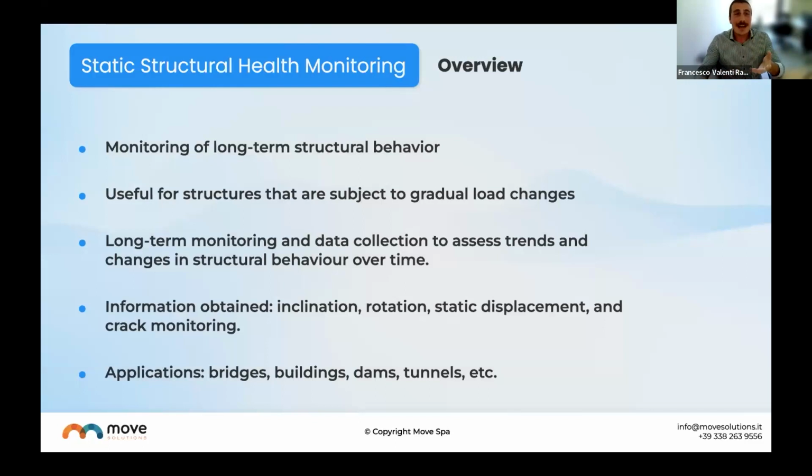So, I will start from the static structural health monitoring with a little overview about this type of monitoring and solution.